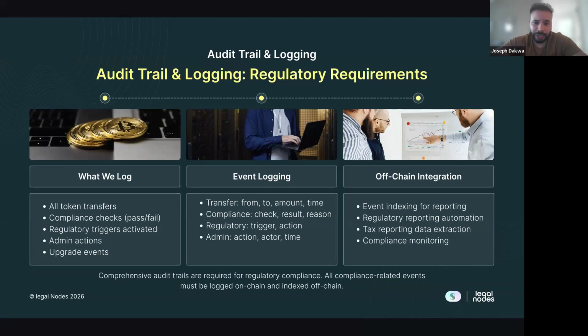So all event logging: transfers to and from, the amount, the timestamp, your compliance checks, your results, your reasons for compliance being authorized or not, any other regulatory triggers or actions, and admin facilitated function flows. All of these things need to be logged in your system. And similarly with off-chain integration, again, this is more accounting orientated alongside some compliance monitoring. All of these things are expected from a technical perspective, at least, as well.